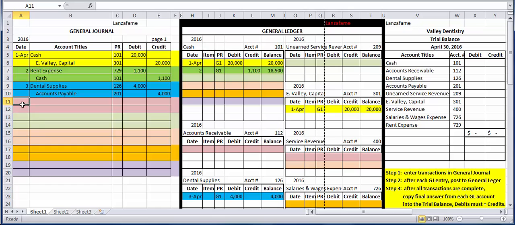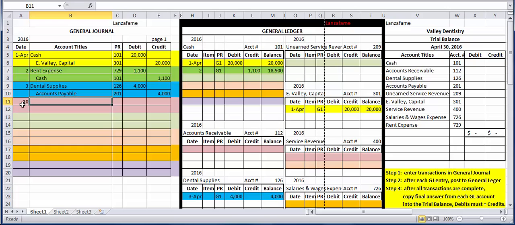Okay, let's go on to the next transaction. We are now on April 10th, and on April 10th it says performed dental services. So we're finally doing a job. We're doing what we do for a living. Whenever you do what you do for a living, it's revenue. When you perform a service, it's revenue.